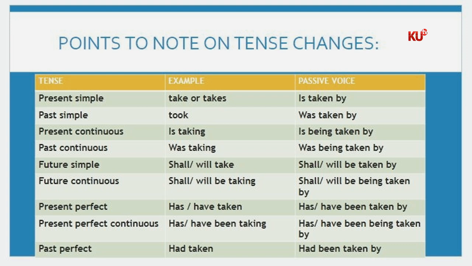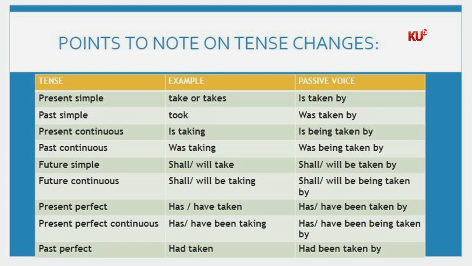You will use the helping verb is in singular or are in plural. So an example in a singular sentence, if I say my mother takes a book, we shall say a book is taken. So when you have your sentence in present simple tense, you use helping verb is or are, followed by your verb in past participle form.